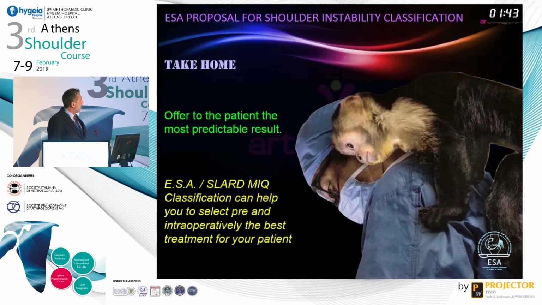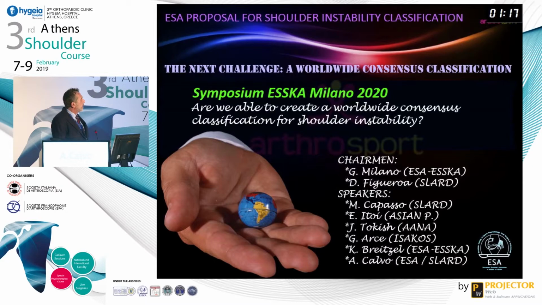My take-home message is that we have to offer the patient the most predictable result. It's mandatory for us to give them the best treatment for every case. The ESSKA/SLAR MIQ classification can help you to select, pre- and intraoperatively, the best treatment for your patient. And the new challenge is a worldwide consensus classification led by ESSKA, the shoulder section of ESSKA. It will be developed in the symposium at ESSKA Milano, and the title of the symposium is: Are we able to create a worldwide consensus classification for shoulder instability?